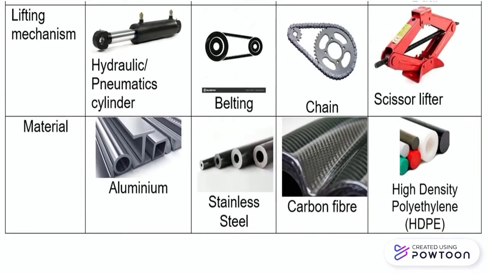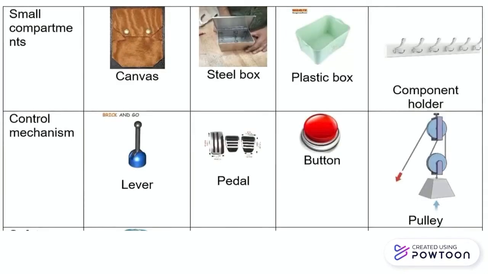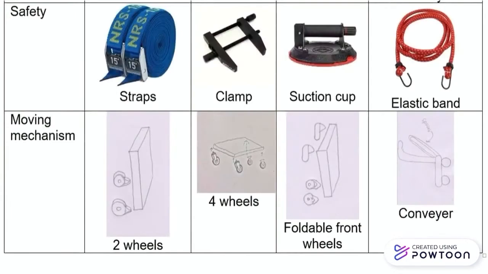For material, we have aluminium, stainless steel, carbon fiber, high density polyethylene or HDPE. For small compartments, we have canvas, steel box, plastic box and component holder. For control mechanism, we have lever, pedal, button and pulley. For safety, we have straps, clamp, suction cup and elastic band. Moving mechanism, we have 4 types: 2-wheel, 4-wheel, foldable front wheels and conveyor.